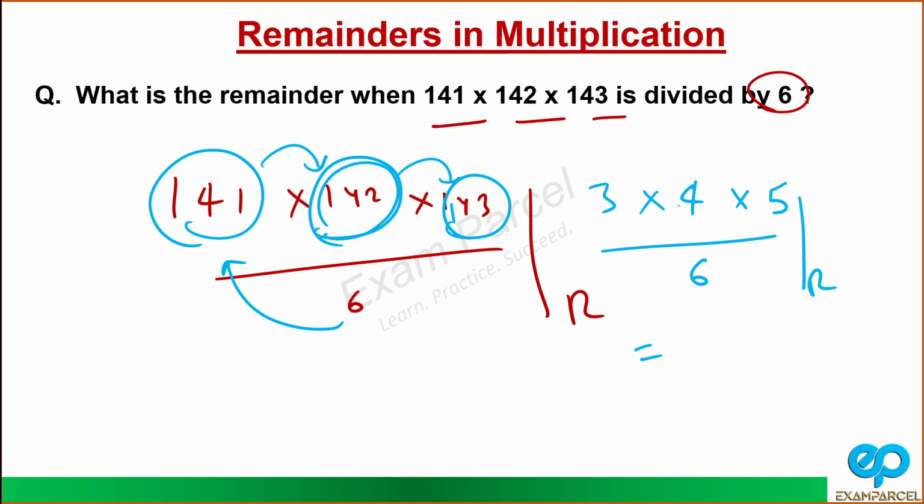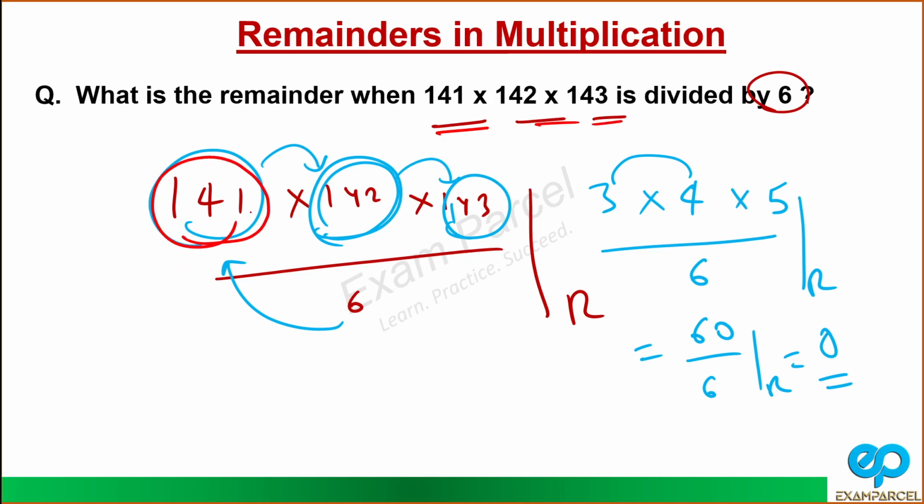Okay, so what will be my remainder? 4 into 3, 12 into 5, 60 by 6. Okay, so obviously this remainder is going to be 0, right? Because when I divide 60 by 6, the remainder has to be equal to 0. So this is the strategy that we use while multiplying. We simply find individual remainders and we multiply those remainders, and we finally find our remainder, right?